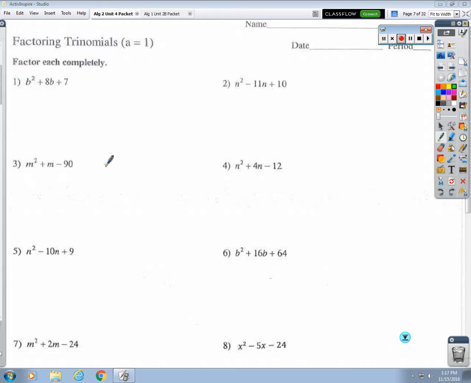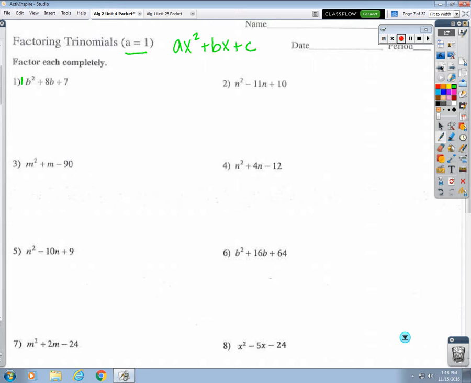Okay, number 1. Anytime you're given a trinomial that is in the form ax squared plus bx plus c and the a value equals 1, you can factor it using the bubble method, is what we call it. Isn't this in the form ax squared plus bx plus c? They just chose to use the variable b instead of x. And isn't your a value a 1? So that means we can factor it using the method.